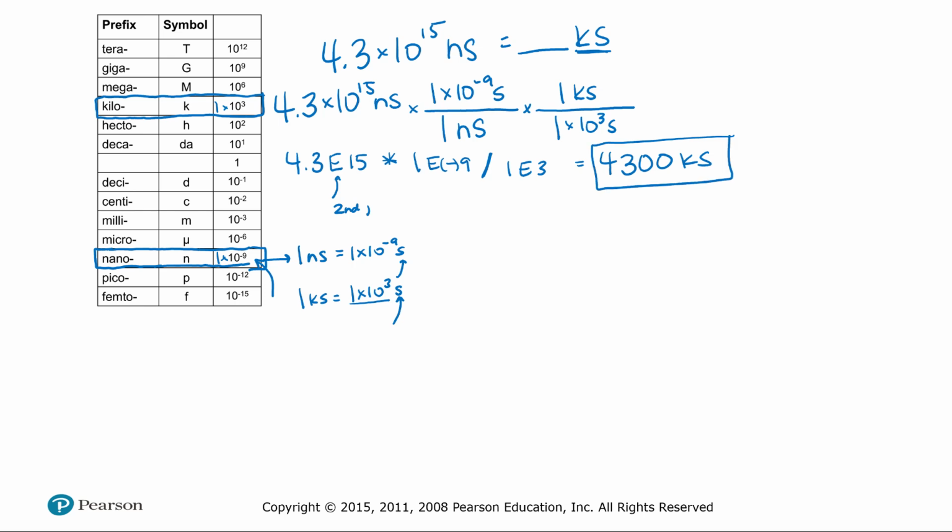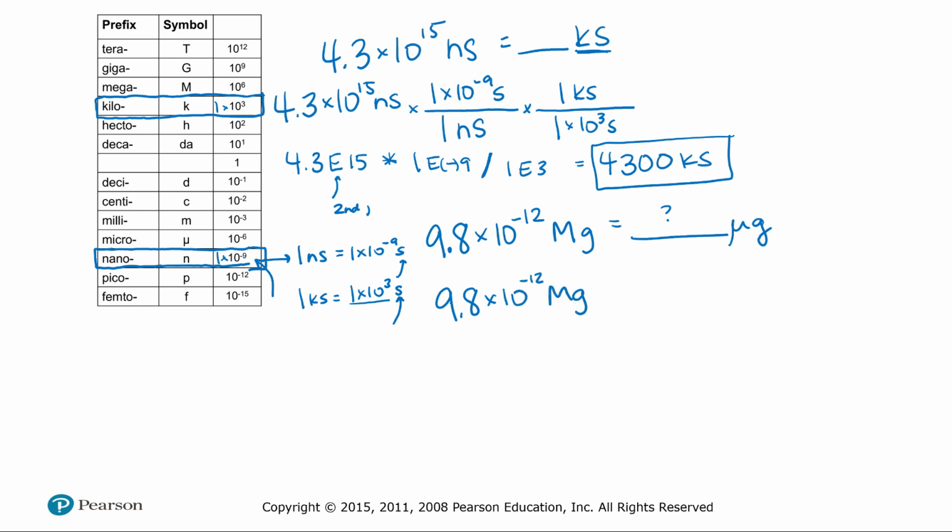All right, so then next, let's try 9.8 times 10 to the negative 12 megagrams is equal to unknown number of micrograms. Okay, so I'm going to write down what's given. And both of these have grams in it. So I know that it's a metric because I've got prefixes and they both have the same unit.